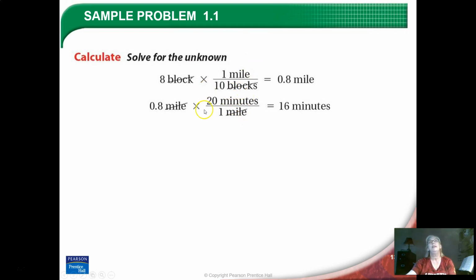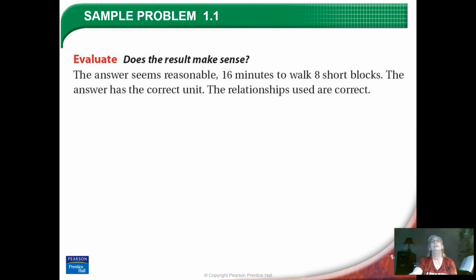So these things, that means that they're equivalent to each other. These are equivalent to each other. Okay, so we can use those to convert from one kind of unit into another kind of unit. So we'll use this setup a lot. And then we'll see if it makes sense. So 16 minutes seems reasonable.